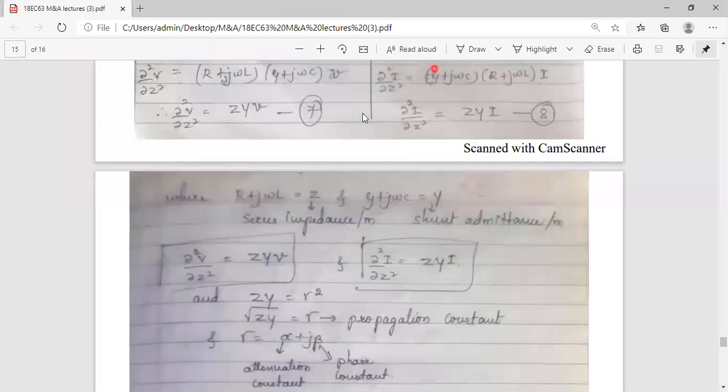Any doubts in these equations, you can ask me. Any doubts?